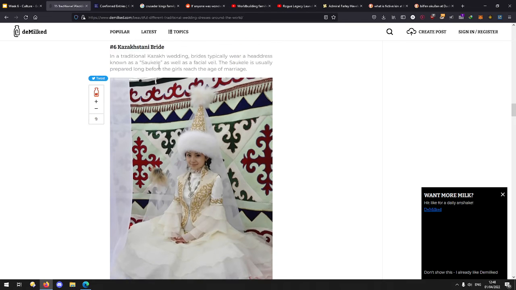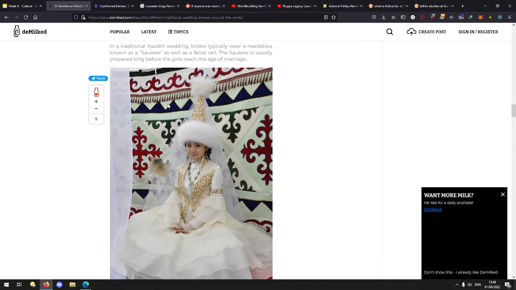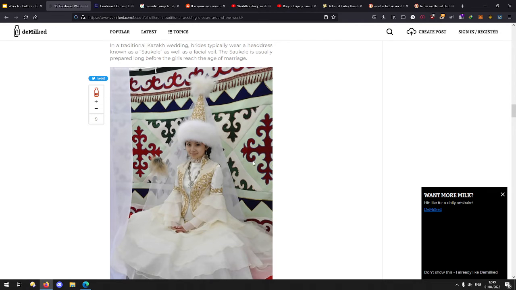And this is a bride from Kazakhstan. The interesting thing here, she also has a hat, and this hat is actually prepared, or the family begins its preparation, long before the bride comes of age, the age of marriage, or she marries. So this is a ritual. This hat is a preparation for the girl to marry throughout her life. So then you can see that marriage is important in this society, maybe more important than other societies, or it's important for a woman in the society, for example.